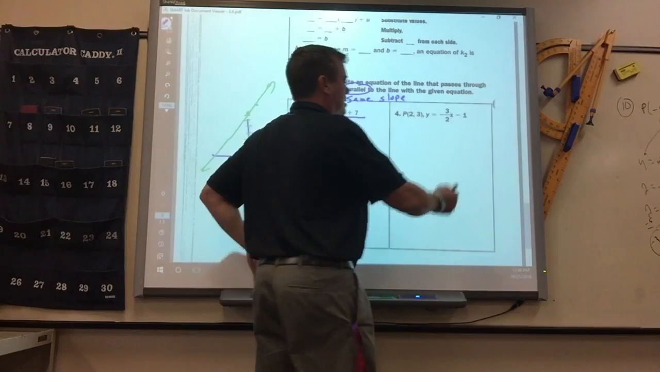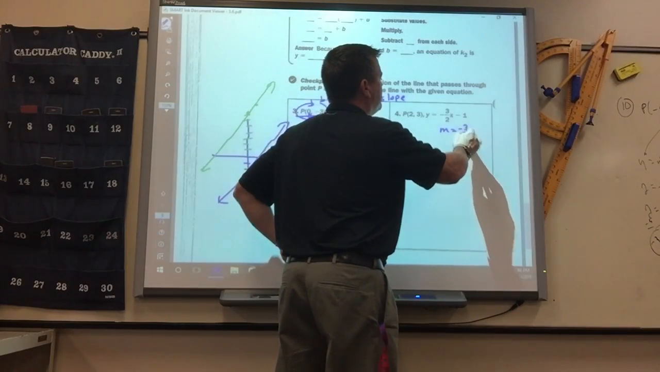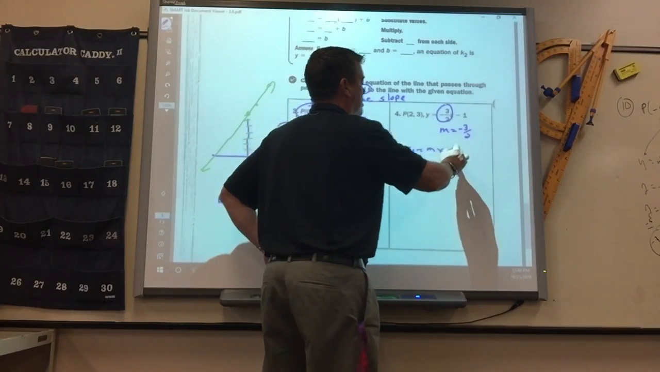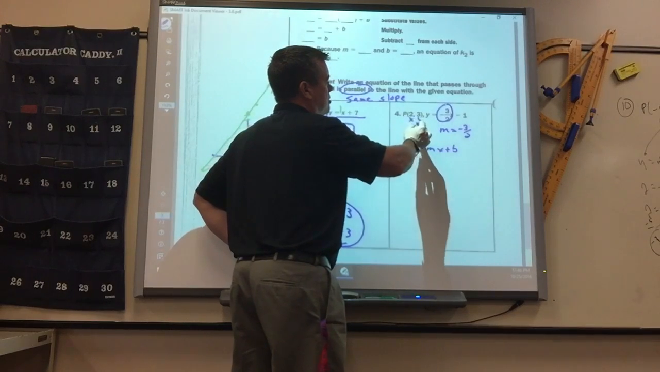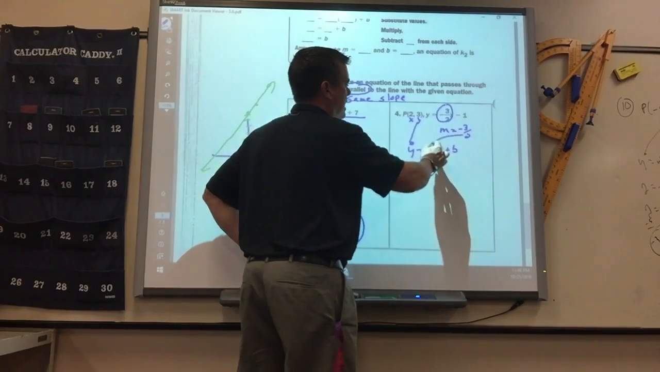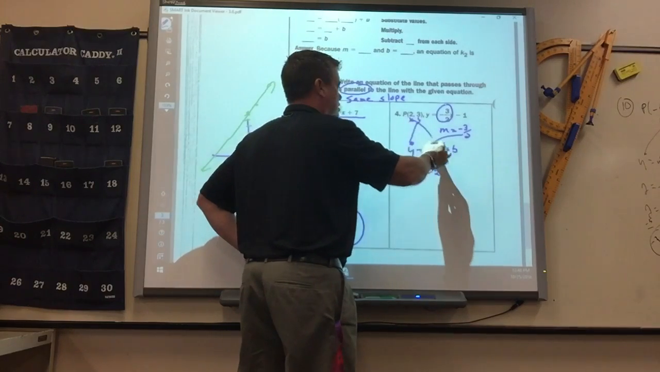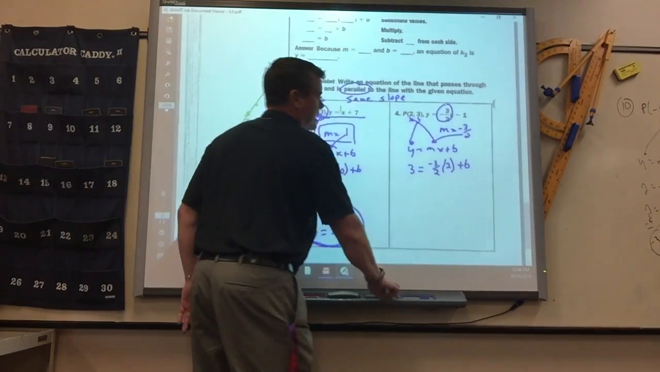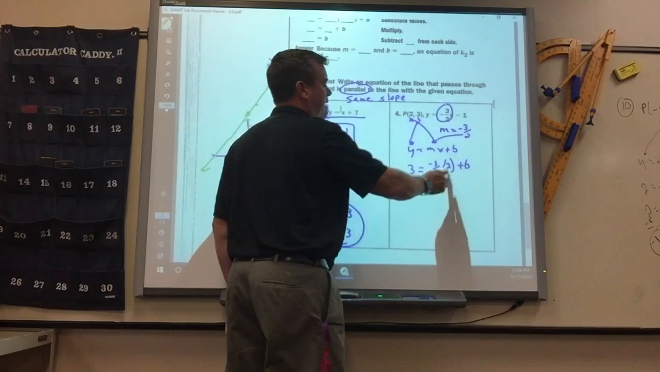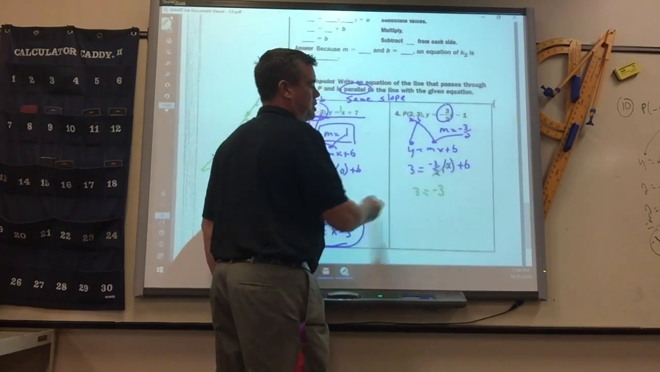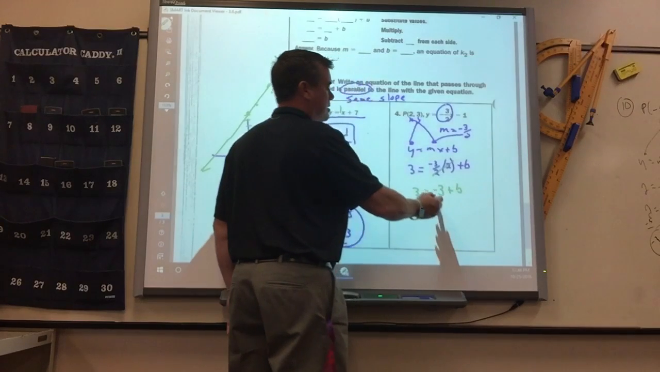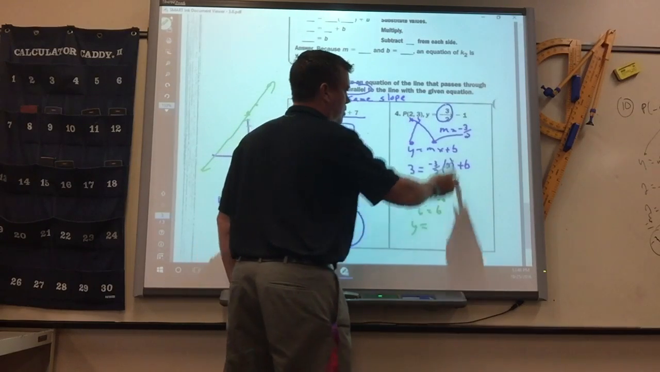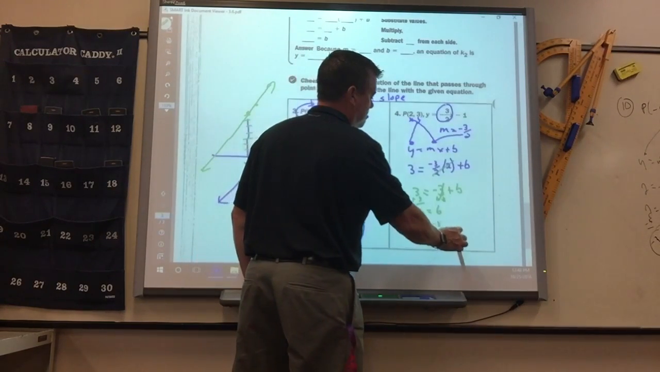So now in this one, my m is -3/2. So then I've got to figure out what b is. So we take the point that the line crosses through, put 3 in for y, -3/2 in for m, and 2 in for x, plus b. So when you solve this, negative 3/2 times 2 is negative 3, because the 2's would cancel. Plus b. So we add 3 and you get 6. So the equation is y equals m, which is negative 3/2, x plus 6.